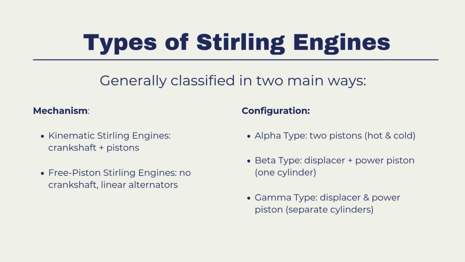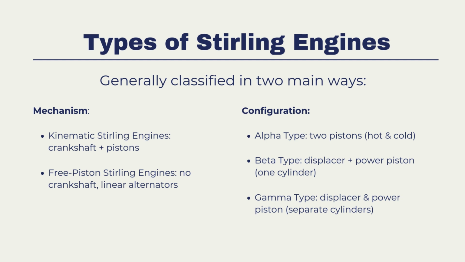Next is the configuration, and it has three types: alpha, beta, and gamma type. The first one is alpha type, and it has two pistons, hot and cold. The second one is beta type. It has one cylinder, a displacer piston that moves the gas around, and a power piston that creates the actual work. And the third one is gamma type. It has a displacer and a power piston, but it has a separate cylinder.